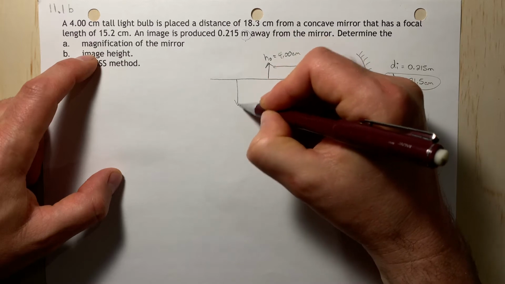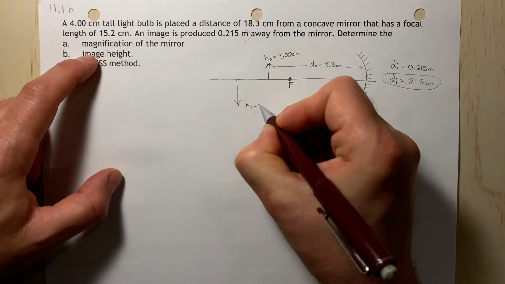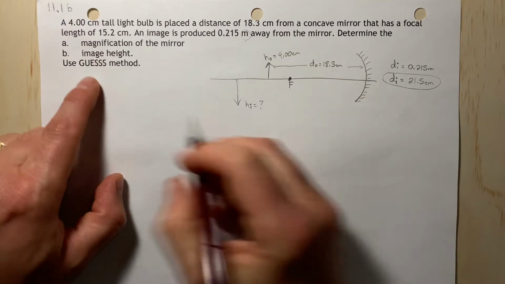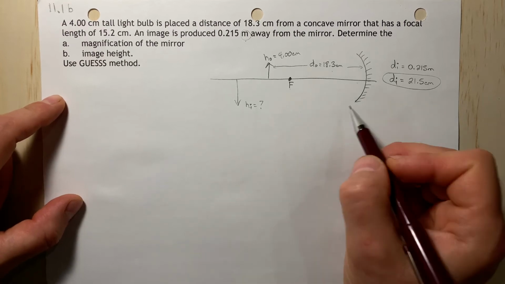It's also going to be upside down. Okay, so I know that it's going to be over here somewhere. I don't know the height of that thing, height of the image. That's one of the things I'm going to find. Okay, so there's our drawing.